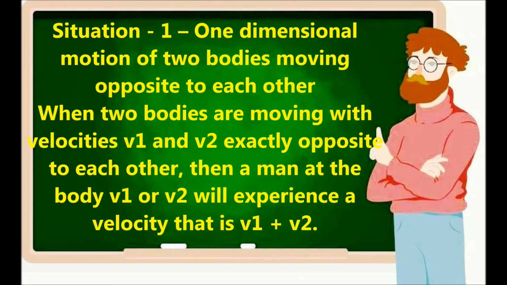Situation 1: one-dimensional motion, which means straight line, no angles. One-dimensional motion of two bodies moving opposite to each other. When two bodies are moving with velocities v1 and v2 exactly opposite to each other, then the man at the body v1 or v2 will experience a relative velocity that is v1 plus v2. It will get added up.